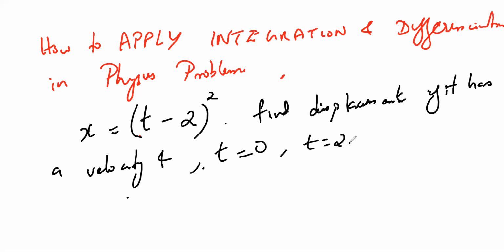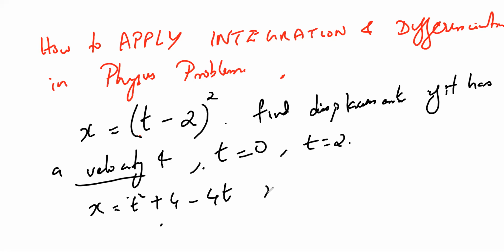Okay, how to do this question? First thing for us is blindly we have to expand this thing. In this problem I will teach you how to do integration and differentiation on the same problem. So first thing is expanding this. x is equal to t square plus 4 minus 4t. Correct? Velocity is given in this.